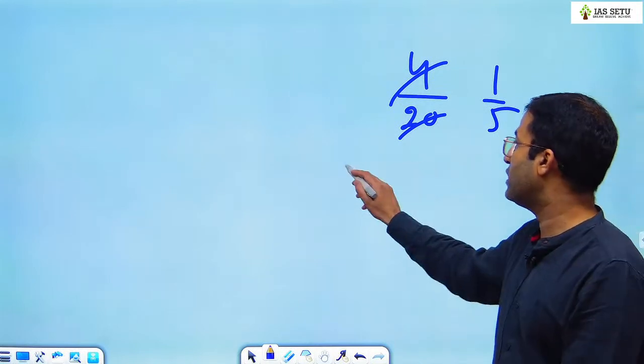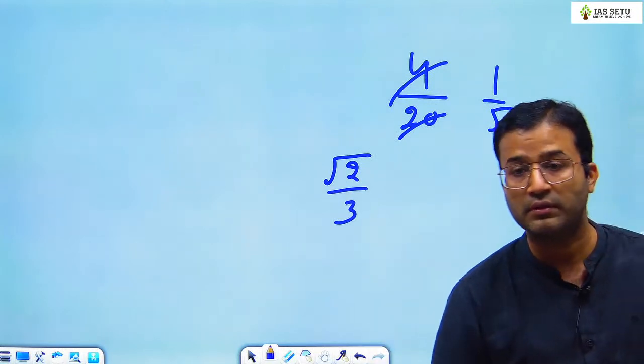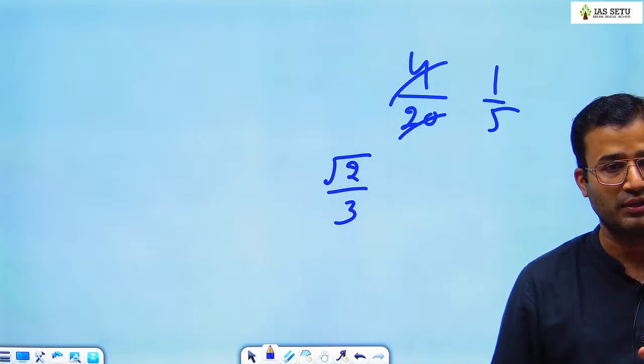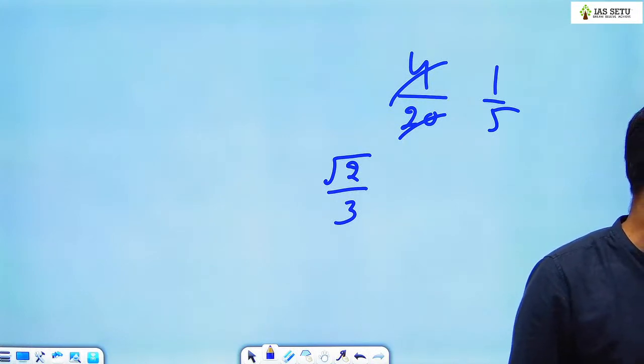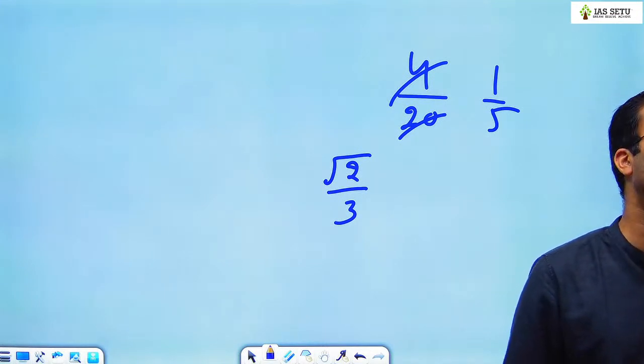अच्छा, tell me, what is √2/3? Irrational. इसको fraction मत बोलो. It is irrational number, we will say. Although which is in the form of p by q, but it is called as irrational number.